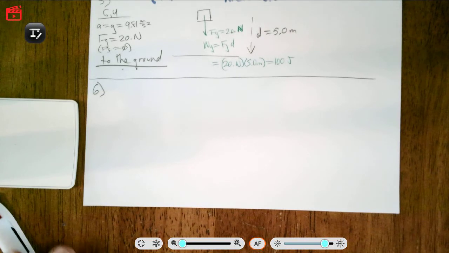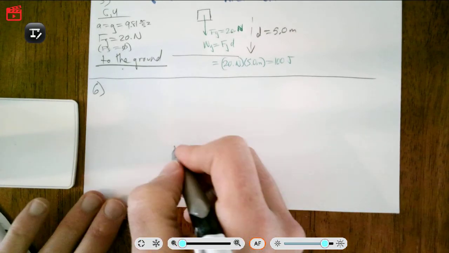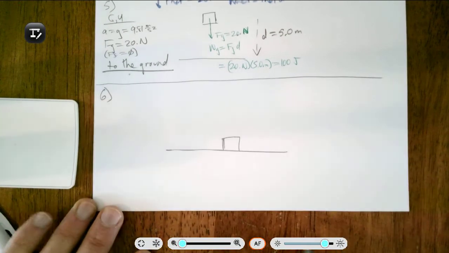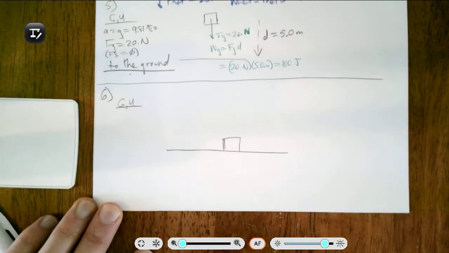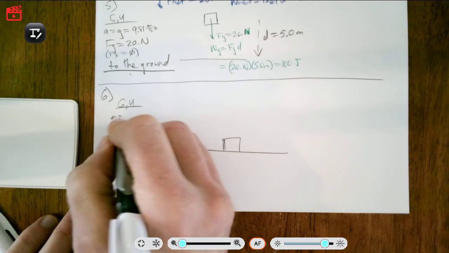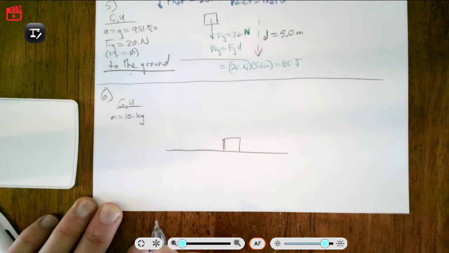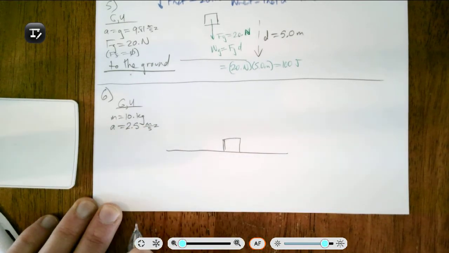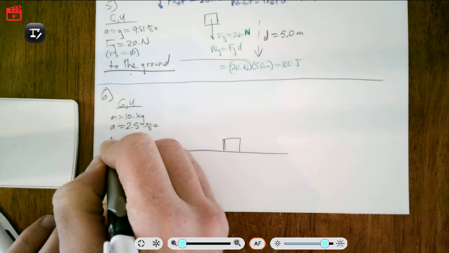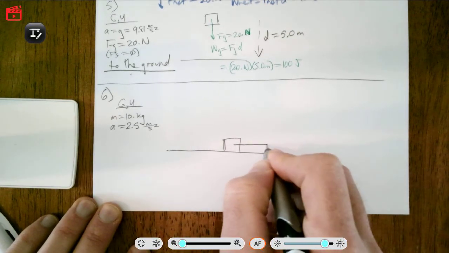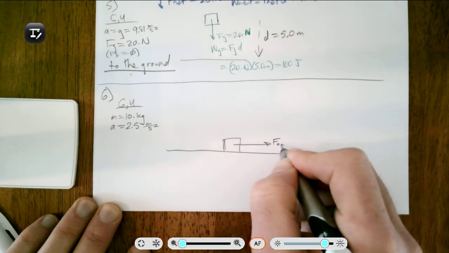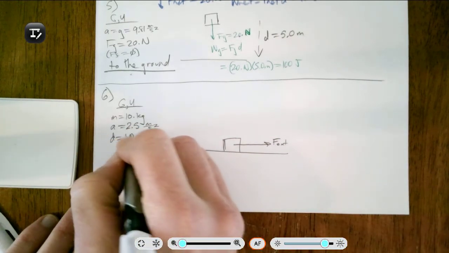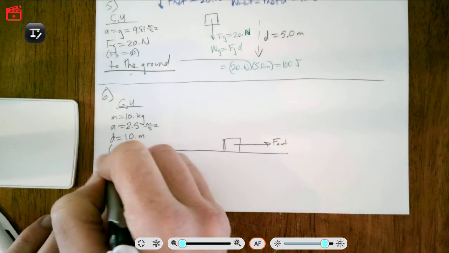A 10 kilogram cart is accelerated by a pull along frictionless ground. Here's the ground. Here's the cart. Let's put some info on here. Givens with units. We got a 10 kilogram cart. We got an acceleration. We got a pull. So there's some pull in here. In fact, why not draw it in? F external. And we have a distance. 10 meters. No friction.